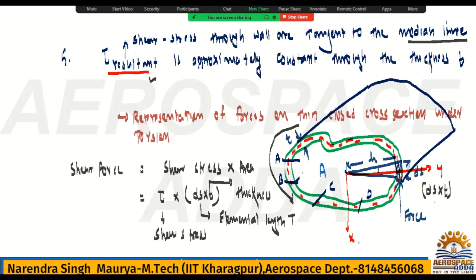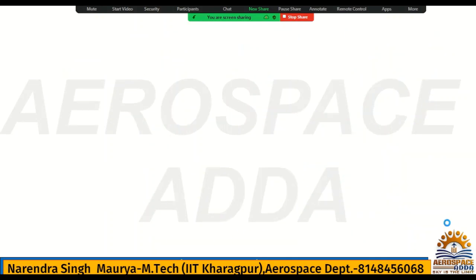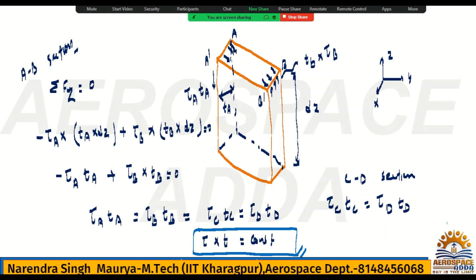What is ds into t? This is the elemental area which is called dA. So if you integrate this fully, you will have the whole cross section area. Okay, so I hope this one is clear to everybody.